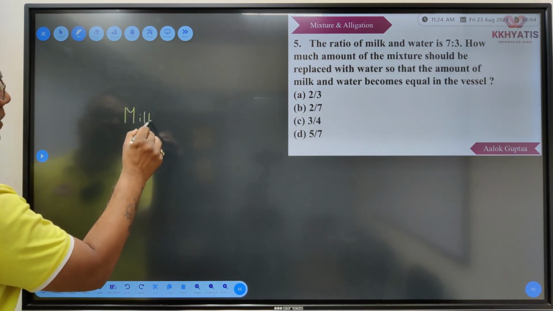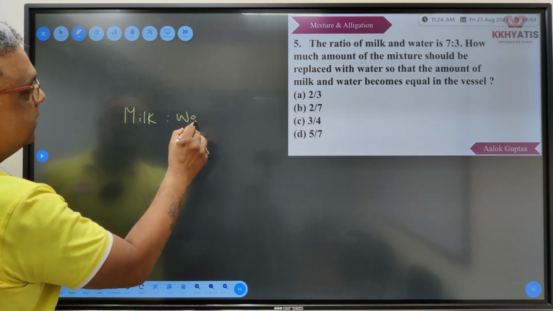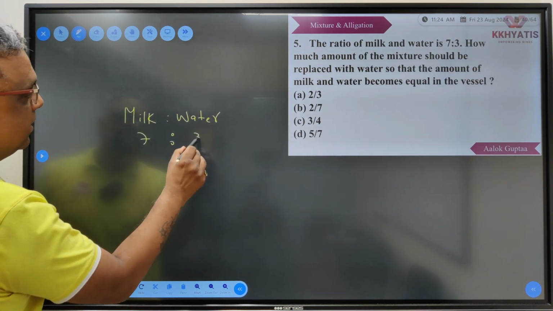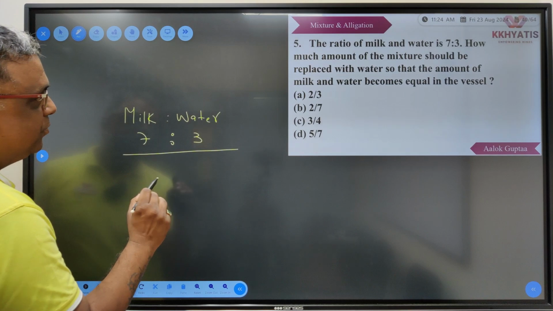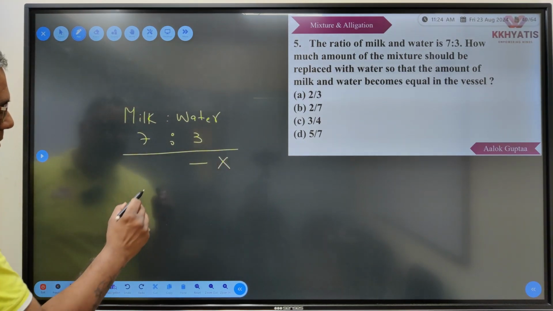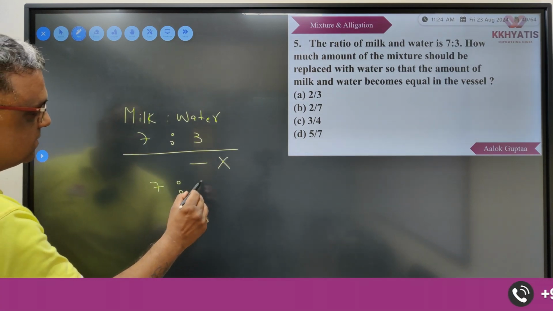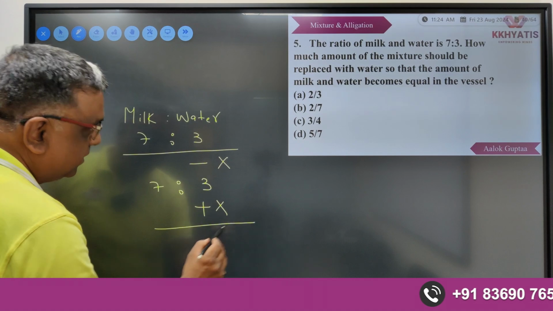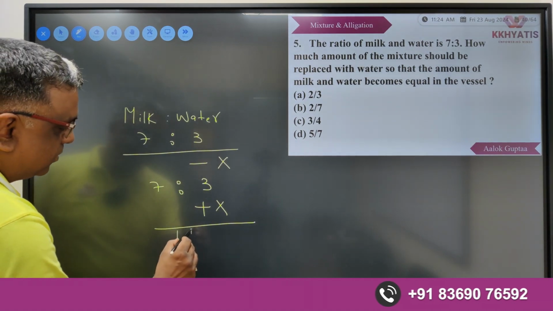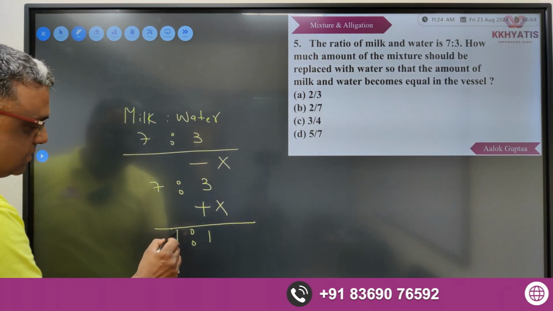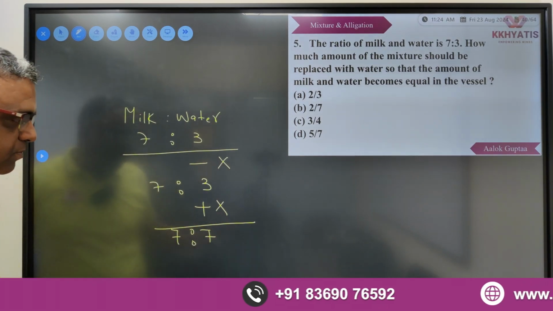So this is milk, this is water, and the ratio is 7 is to 3. Now I have to remove some of the mixture, let us say x I removed, and the ratio still remains 7 is to 3. Then I have to replace that with water of the same quantity so that the mixture becomes equal, 1 is to 1. Now here the milk was the same, so I will make it 7 is to 7. It is not a problem.